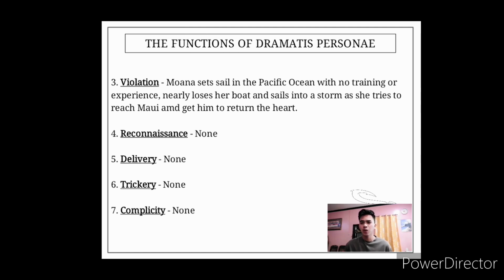Then for number 6, we have the trickery. The villain attempts to deceive his victim in order to take possession of him or of his belongings. So this function is also not present, so we will leave it blank.